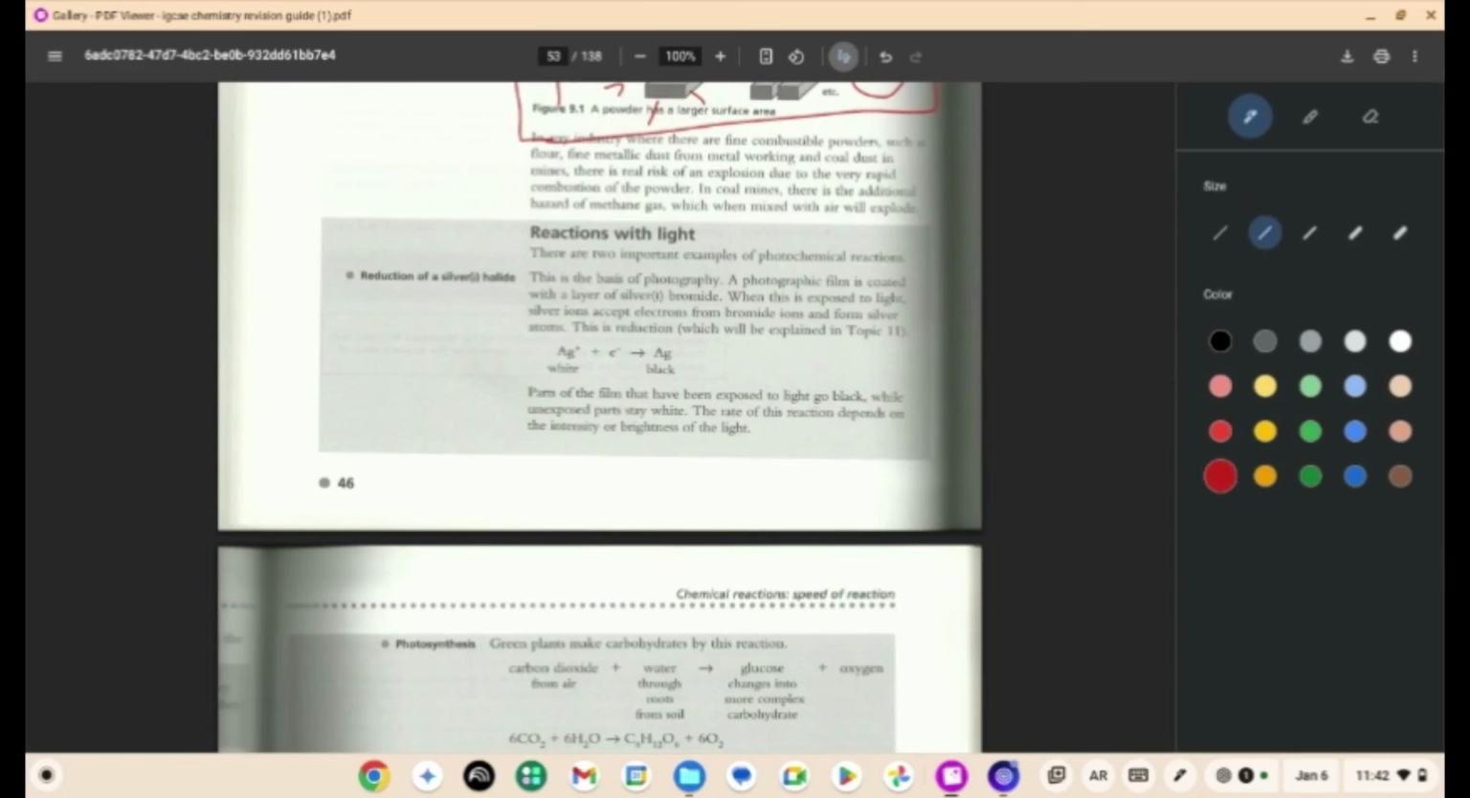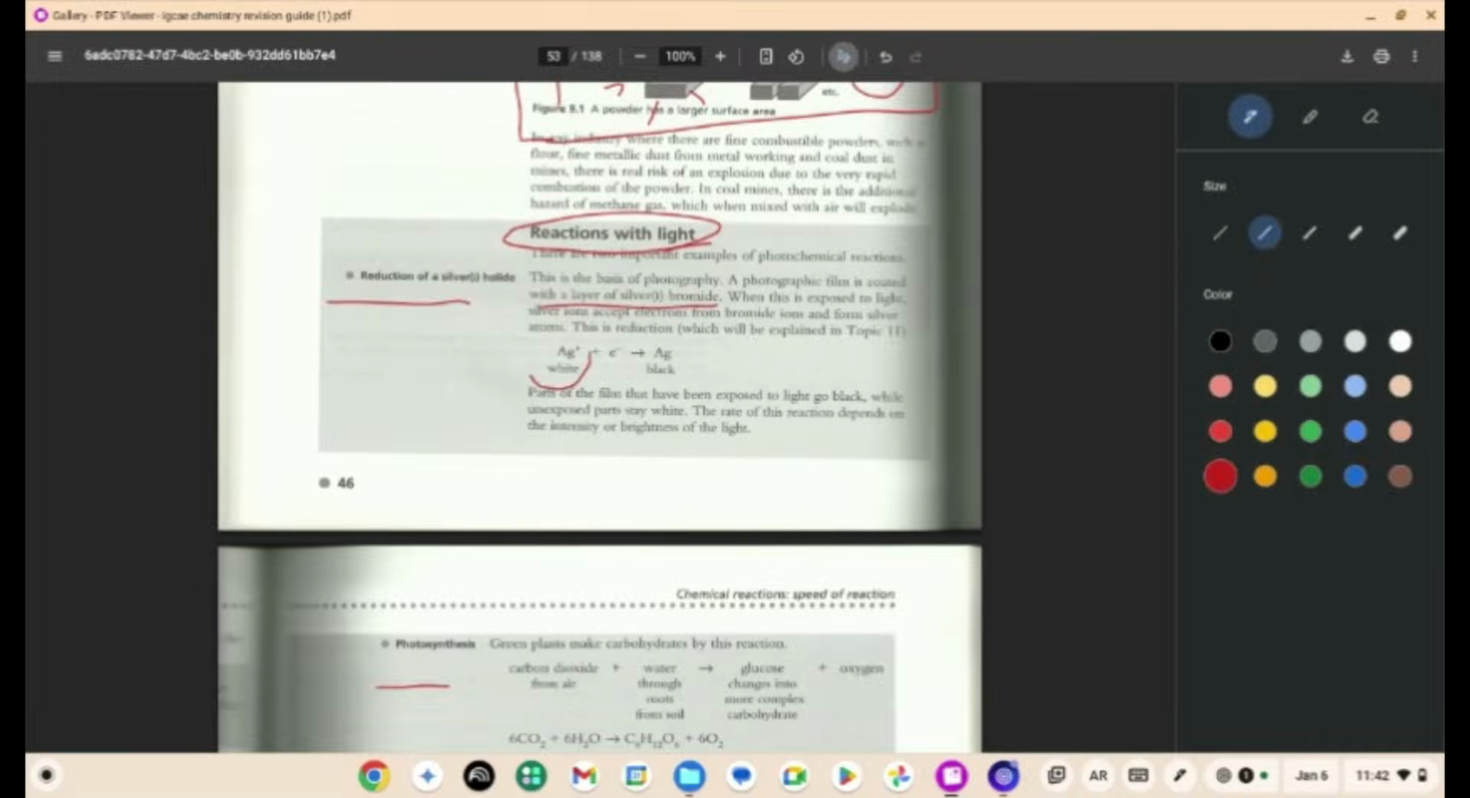We have something called reaction with light. Some chemical reactions need light to occur, and we have many such reactions, but we will take only two: the reduction of silver halides and photosynthesis. In the case of reduction of silver halides, we will use a layer of silver bromide. For example, what will happen?